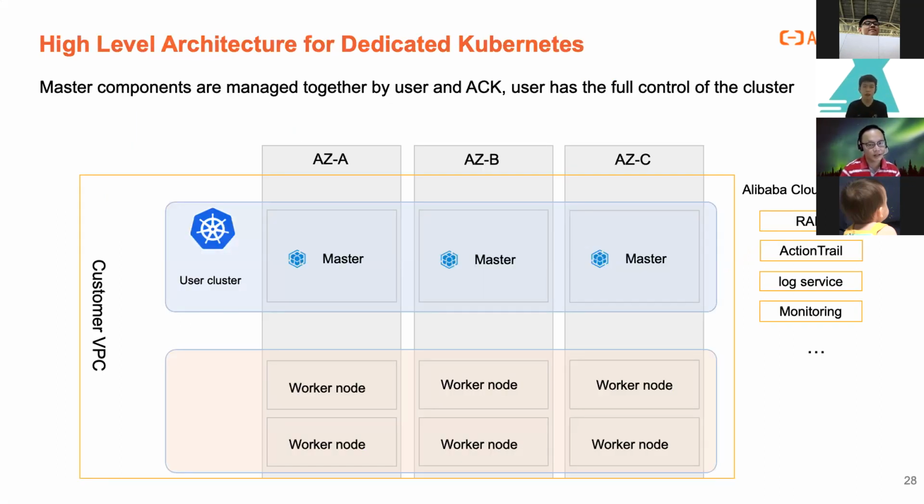This is a high-level architecture. I think maybe I can skip that also. Basically, this is the dedicated cluster. You can manage your own master node. The three verticals mean the three data centers. You can imagine, in Malaysia, Alibaba Cloud has two data centers. We actually have local data centers in Malaysia: one in Klang Valley, the other one in Cyberjaya.